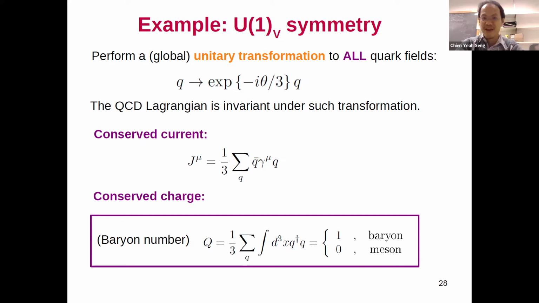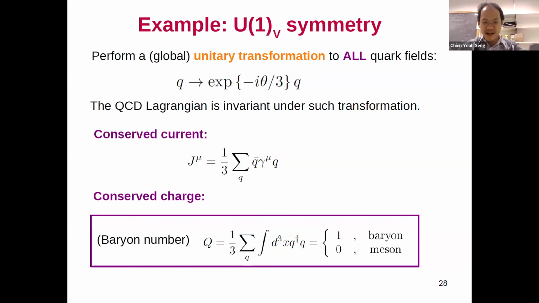So in that case, we have a conserved current, which is defined as this, and it corresponds to a conserved charge, which is nothing but the so-called baryon number. So baryon number is a conserved quantity: every baryon has a baryon number of 1, every meson has a baryon number of 0. So this number is conserved during all the QCD interactions.